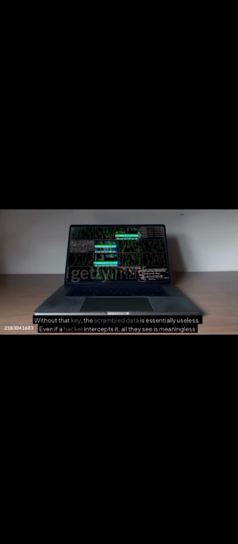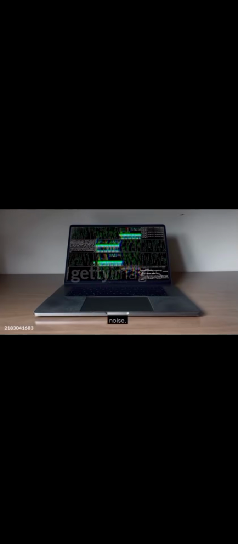What is encryption, really? At its core, encryption is the process of taking readable information, called plaintext, and scrambling it into unreadable gibberish, called ciphertext. This scrambling isn't random chaos. It follows a mathematical formula, and it can only be reversed by someone who holds the correct key. Without that key, the scrambled data is essentially useless. Even if a hacker intercepts it, all they see is meaningless noise.